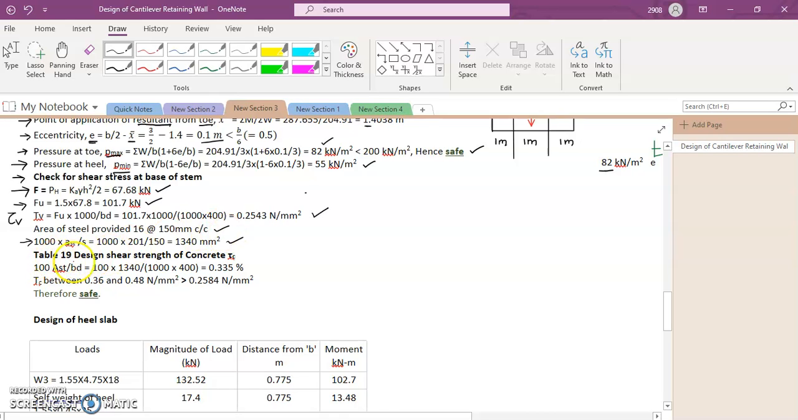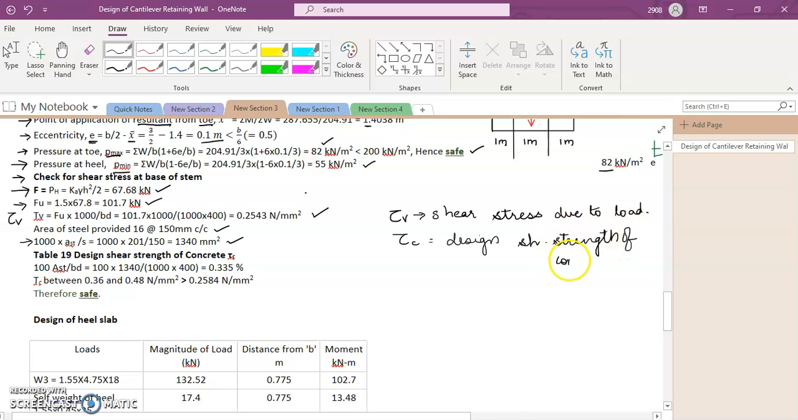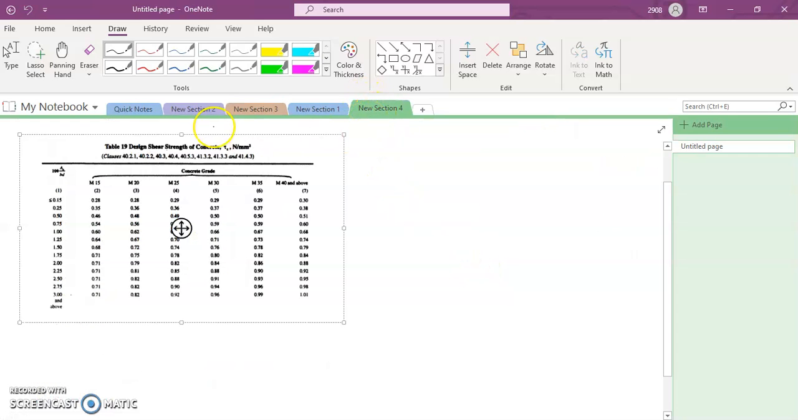Now let us look at table 19, which is the table for design shear strength of concrete, tau c. So please bear in mind, tau v is the shear stress due to load, whereas tau c is the design shear strength of concrete. So concrete also has some capacity to take shear. So this tau c is that design shear strength of the concrete. Let us have a look at table 19. So this is table 19.